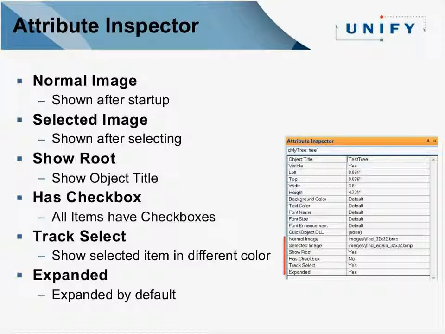You can decide if you want to show the root, the object title, and you can set the checkboxes on or off for each item by default. And you can do a track select. That means you can show selected items in different colors, like in blue, or if you move your mouse onto an item, you select this item, and you move your mouse away, you will have this again selected in a different color. And you can check if your tree is expanded by default, if you fill your tree, for example, with a SQL statement.